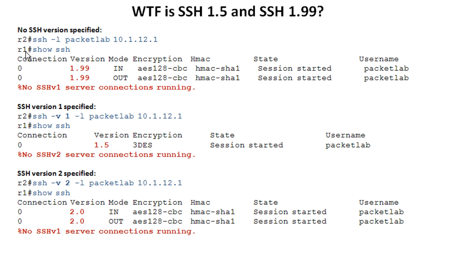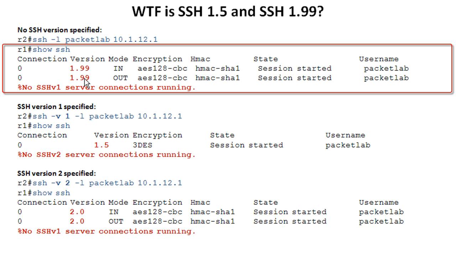So we get on R1, we've connected successfully, and we do a show SSH. That's one of our verification commands. We see the version is 1.99. As I just told you, that means that it supports both SSH-1 and SSH-2. No SSH version 1 server connections are running, so really it's running version 2.